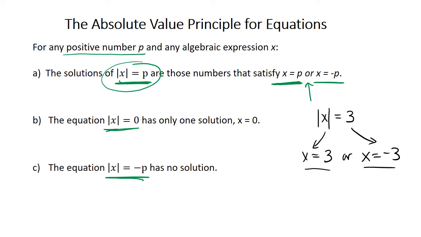If instead the absolute value of x is equal to 0, there's only one way that could be. That would be if x is equal to 0. And then finally, if we have the absolute value of x equal to a negative number, that is not possible. Remember, the absolute value of x is going to be the positive distance from 0. So you can't be equal to a negative number if you're defining the absolute value of x as a positive distance. So there is no solution in that scenario.